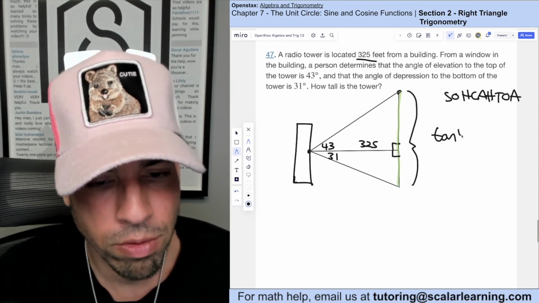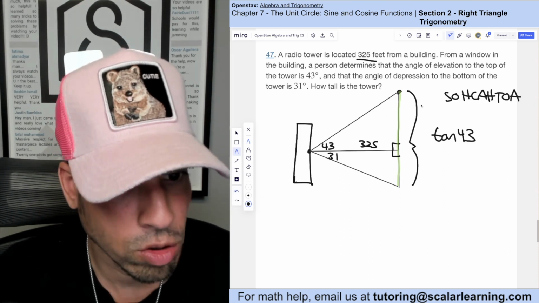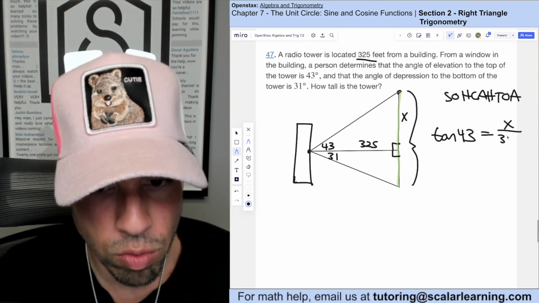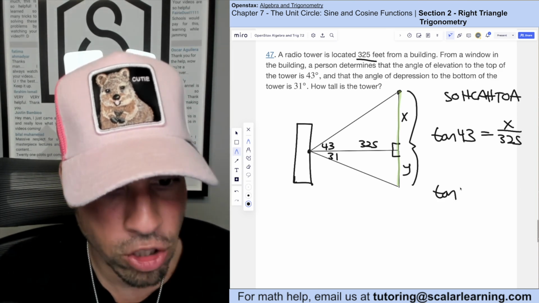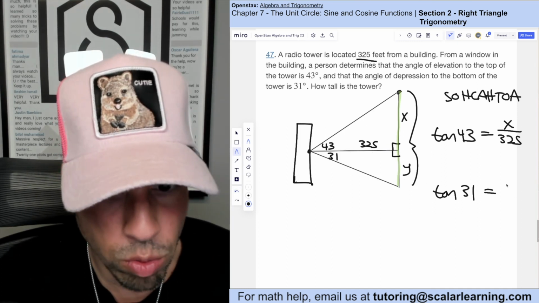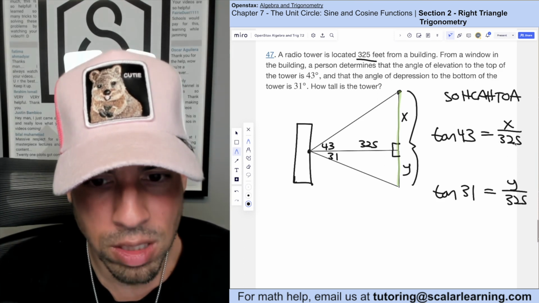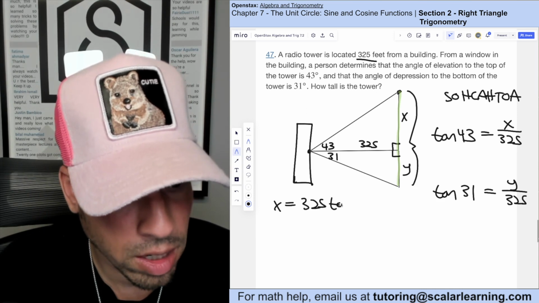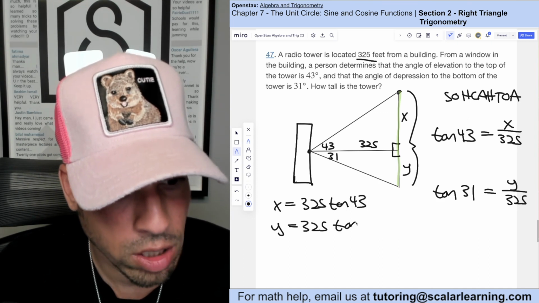So when I take tangent, for example, of 43, it's equal to opposite over adjacent. So that's the top part, right? We'll call that x. So it's equal to x over adjacent, which is 325. Also, for the bottom part, if I call that y, I can set up another tangent. Tangent of 31 equals opposite over adjacent for the bottom triangle equals y over 325. So you can see that we can find x and y in both of these cases by multiplying 325 over. So x equals 325 tangent 43 and y equals 325 tangent 31.